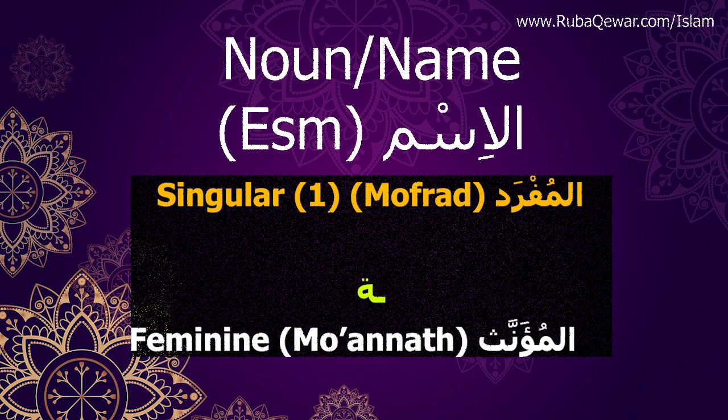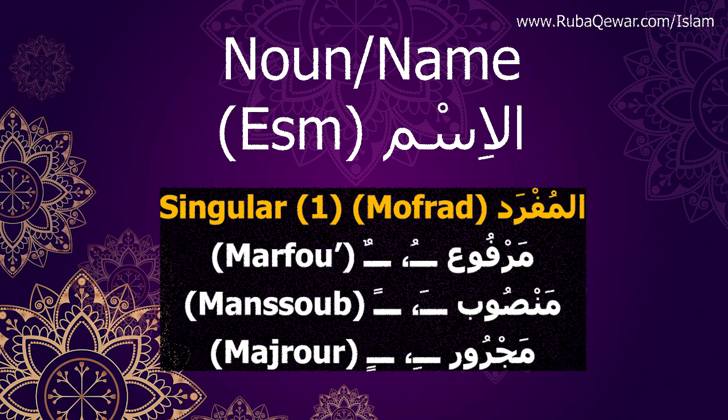Now, as you heard me saying at the end, that's when I don't have any haraka, any fatha, dhamma, kasra, and so on. Now, if we have haraka at the end, we have three haraka. The first one is marfu'. Marfu' means it has a dhamma. And marfu' means elevated, high. That's what marfu' means.